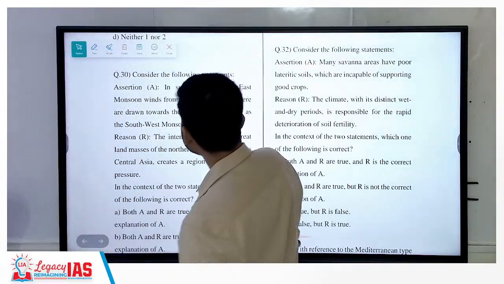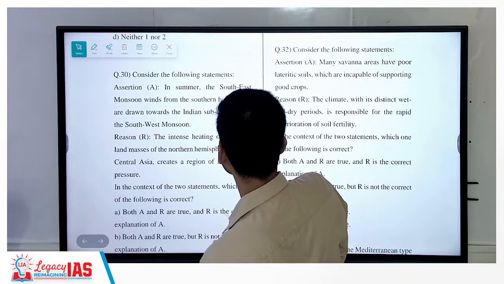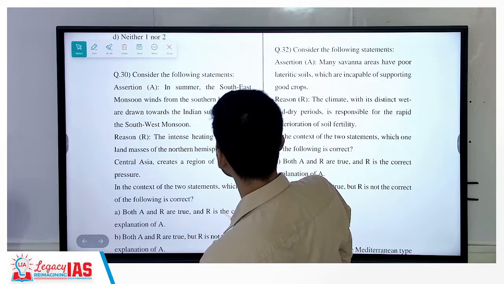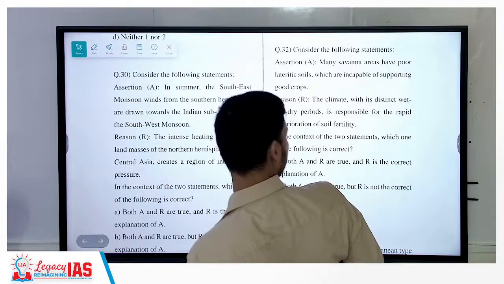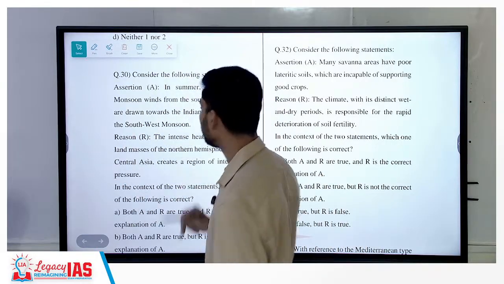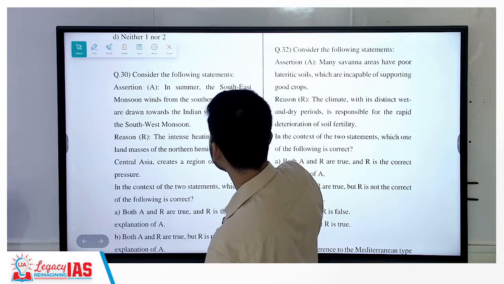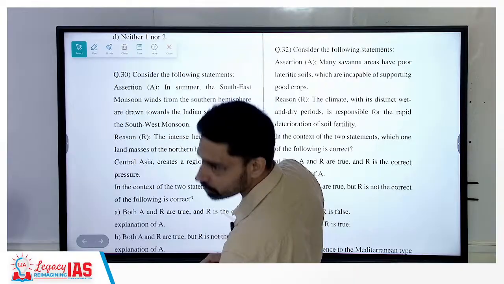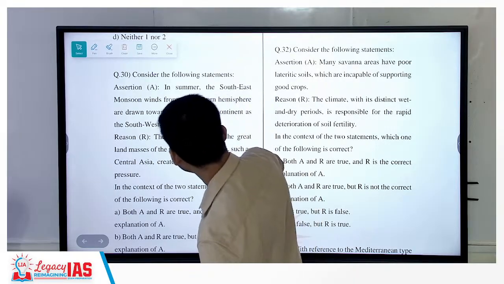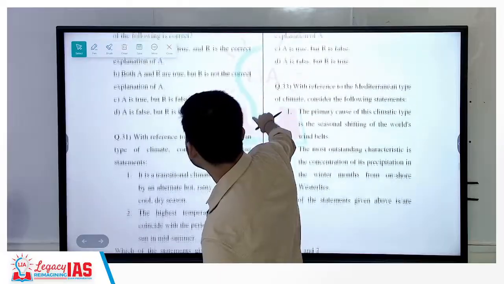Then consider the following statements. In summer, southeast trade winds from the southern hemisphere are drawn toward the Indian subcontinent as the southwest monsoon. Correct. The southeast trade wind, I told you, is nothing but Ferrel's dynamic concept. The intense heating of the great land masses of the northern hemisphere, such as Central Asia, creates a region of intense low pressure. That's why the monsoon trough moves in this area. So A is the right option.